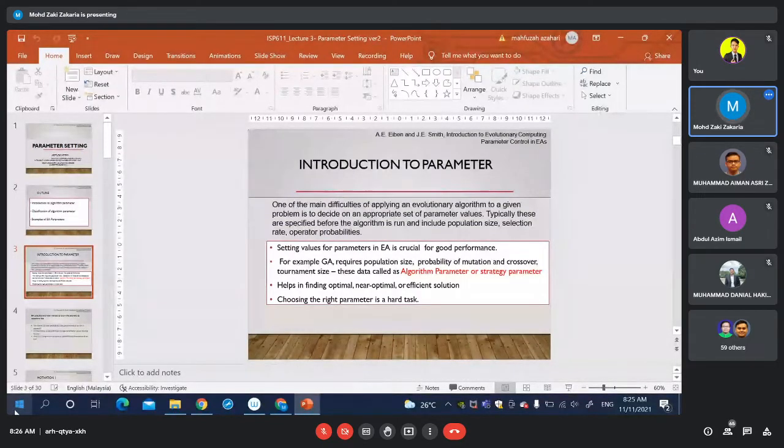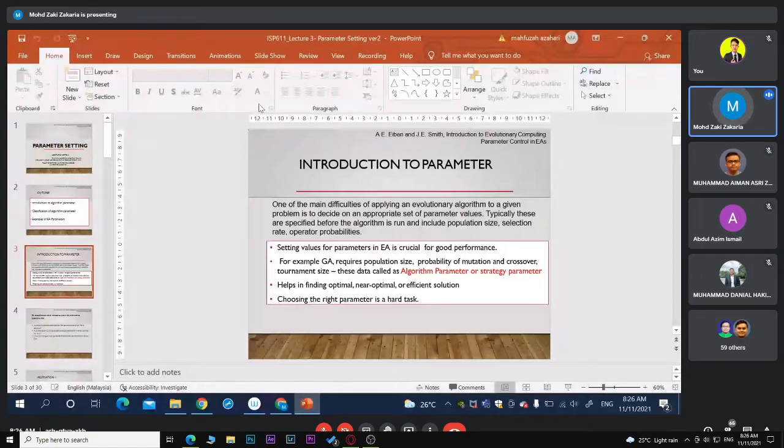And then we should know that each problem, for example, problem 1, problem 2, problem 3, is a different problem, so the parameter value is different. Okay, we cannot use the same parameter value. Sometimes for problem A, the best parameter value is maybe population 10, but for another problem the best population maybe 15 or 20, depending on how we define the coding and also the problem that we cater to.